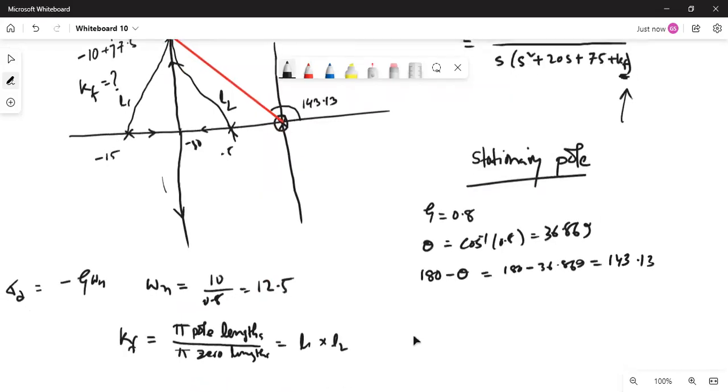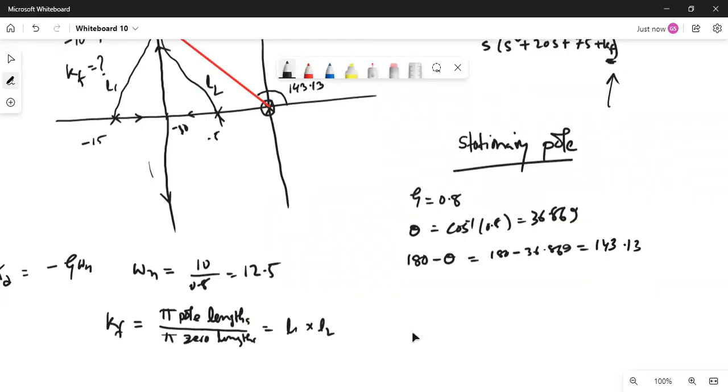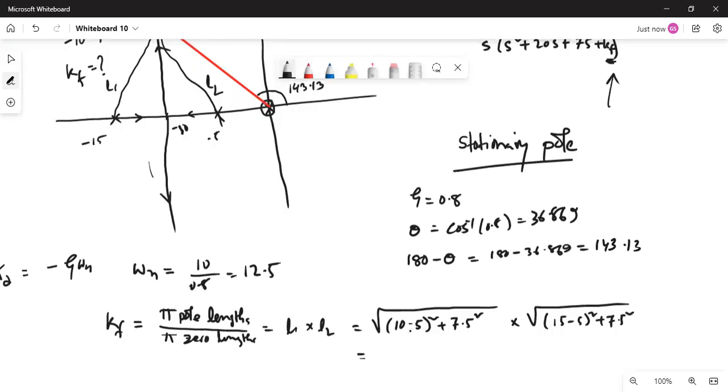And L1 and L2 can be calculated as height and base squared, that is 10 minus 5 whole square plus 7.5 whole square, times 15 minus 5 whole square plus 7.5 whole square. So ultimately, it will be around 81.25. So this is the first part.